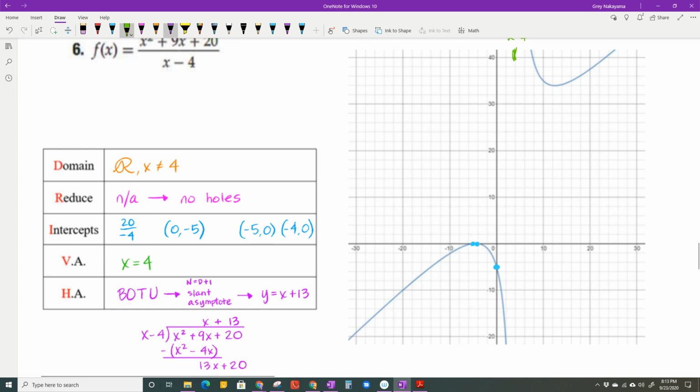So if I were to graph it, I will tell you that 13, this is 10, 12, 13 is like right here. That's -13. That's positive 13. It's a positive slope. So the line would go like this if I was good and could draw diagonally, and I can't. So that's what your slant asymptote looks like, but you can see the graph approaching it. So that's what it looks like.